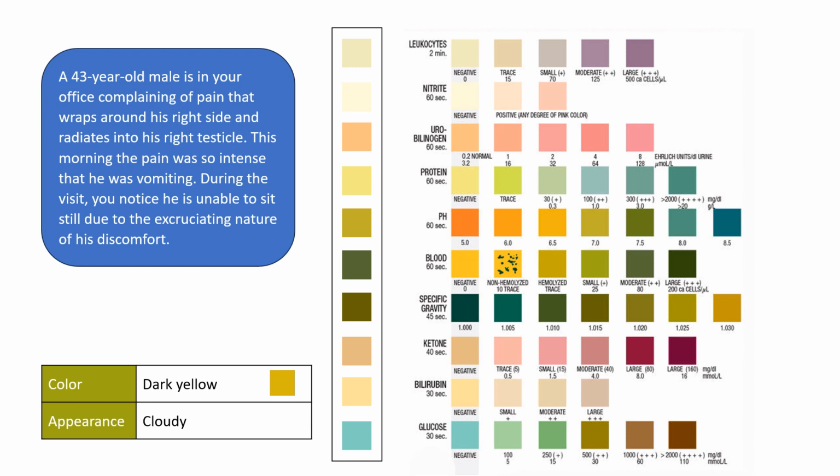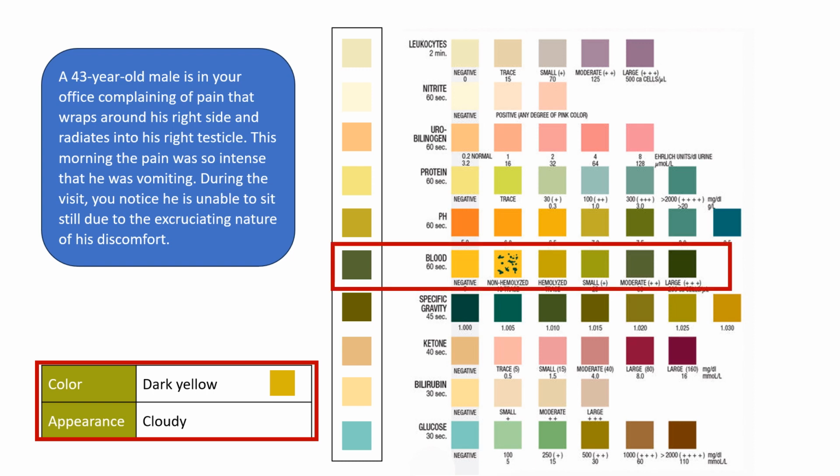So just based on how it appears to our eye, we know that the dark yellow color and the cloudy appearance are of concern. And when we look at the dipstick, the thing that jumps out is that he has blood in his urine. So let's answer a question about this patient.